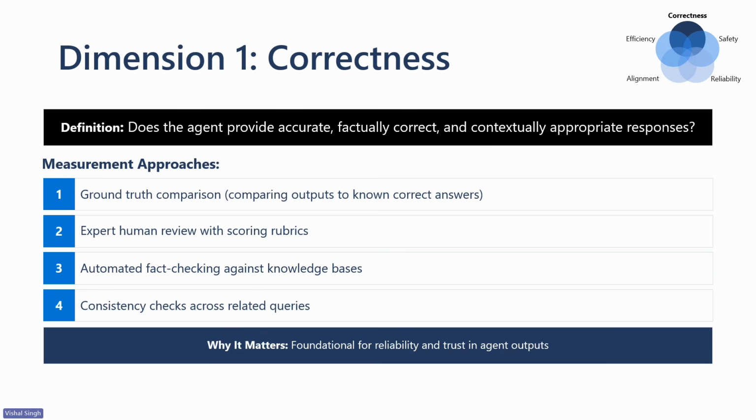They could be the first layer of human evaluation that could help us ascertain whether the agent is performing in a correct manner or not. Automated fact checking on the knowledge base, when we have a known source of information against which you would compare your agent's response to ensure that it is reflecting it in the right way, and consistency across related queries to ensure that it is fulfilling those requirements.